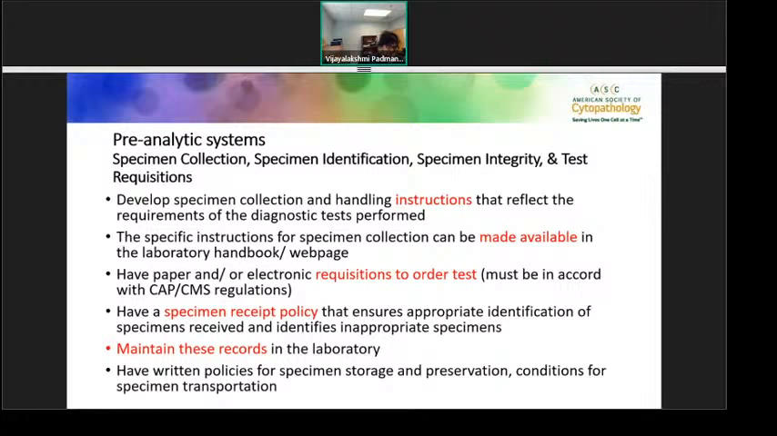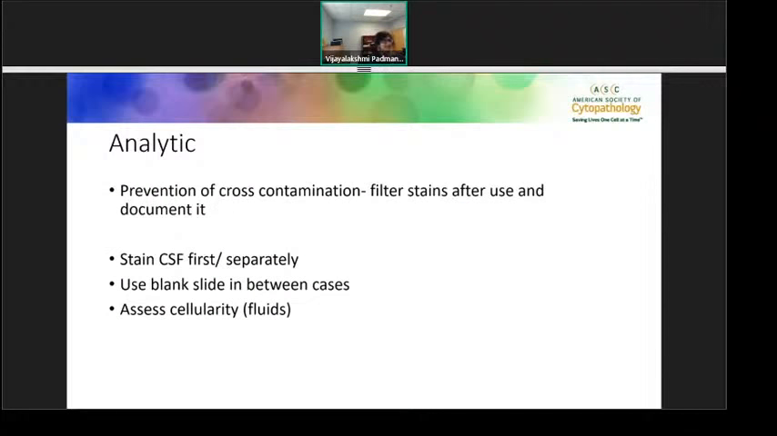And we maintain these in the laboratory, and we also have policies for specimen storage, how the specimen gets preserved, how the specimen is to be transported if the specimen needs to come in from outside, and so on. The analytic process is what we do in the lab.